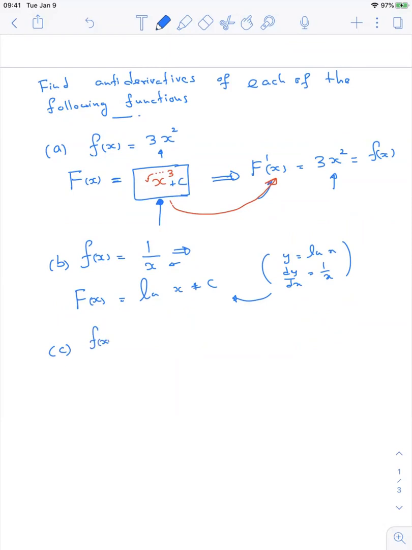Now what happens if I write f(x) equals, let's say, sin x? What will be the antiderivative function for this one, for f(x) equals sin x? Anybody have any idea about it? Minus cos x. Yeah, exactly right. That should be minus cos x.